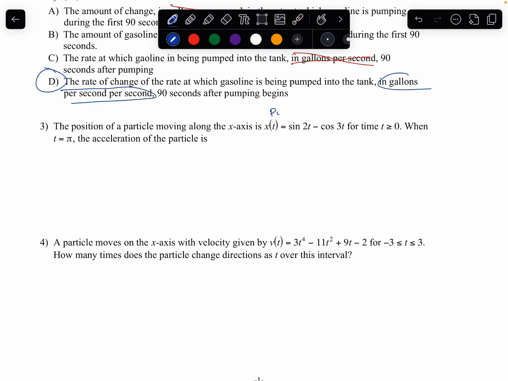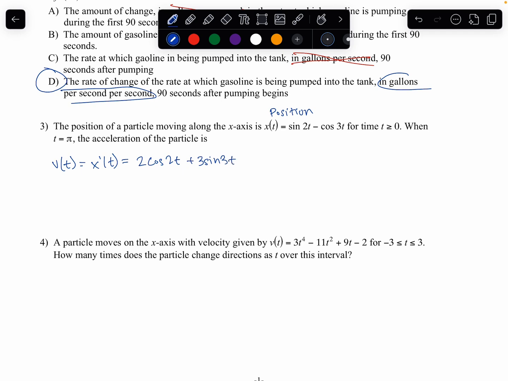Okay, the position of a particle moving along the x-axis is given by this function right here. This is a position function, so keep that in mind, for time t greater than or equal to 0. When t is equal to pi, the acceleration of the particle is, so I need the acceleration and I have position. So I'm going to take the derivative, but that would only give me v of t. So v of t, the velocity, is equal to x prime of t, and that's going to be equal to 2 cosine of 2t plus 3 sine of 3t.